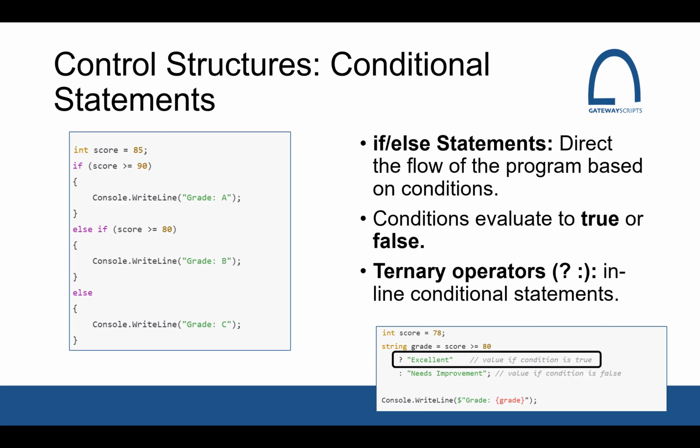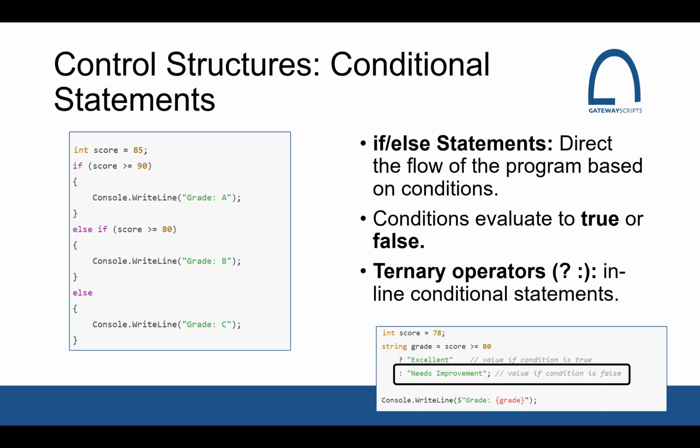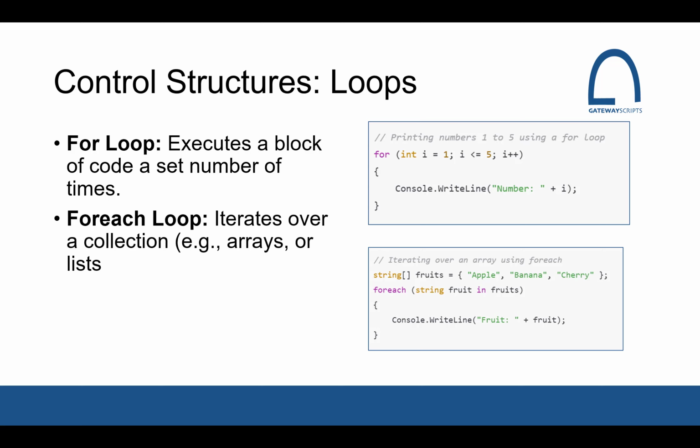Now, if that condition is true, meaning the score is greater than or equal to 80, the true part of a ternary operator gets returned after the question mark. If in fact that grade is not greater than or equal to 80, the false part, which here is needs improvement, gets returned after the colon. So in this example, because the grade is not in fact greater than or equal to 80, it would return needs improvement. Another type of control structure are loops.